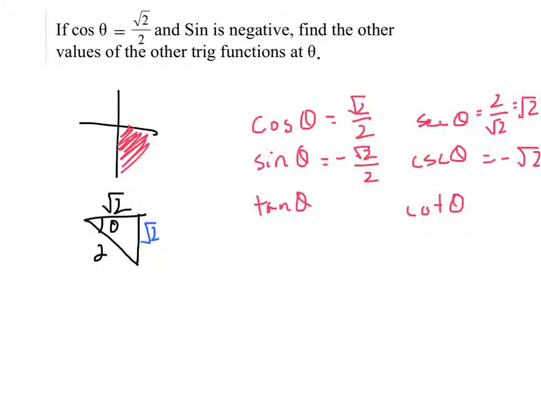And finally, looking at tangent, recall that tangent is opposite over adjacent. Well, the opposite and adjacent are the same, meaning that tangent has to be 1. But remember also that tangent can be defined as the sine of theta over the cosine of theta. And since sine is negative, negative divided by positive is negative. That makes tangent negative 1. And of course, cotangent is also negative 1.